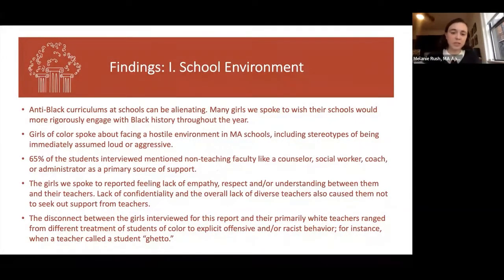So the report does acknowledge that we only spoke to a certain number of students and this was their experience, but it's really important to still acknowledge those experiences in the classroom. So thank you, Mariah.